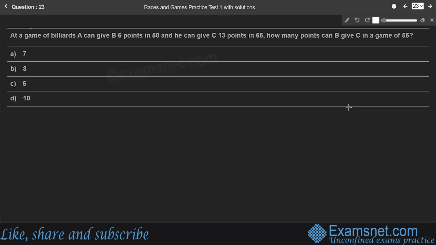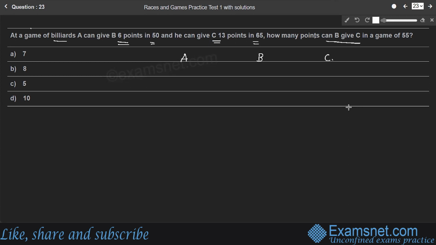Question number 23. At a game of billiards, A can give B 6 points in 50. He can give C 13 points in 65. How many points can B give C in a game of 55? So students will consider A, B, C, right?